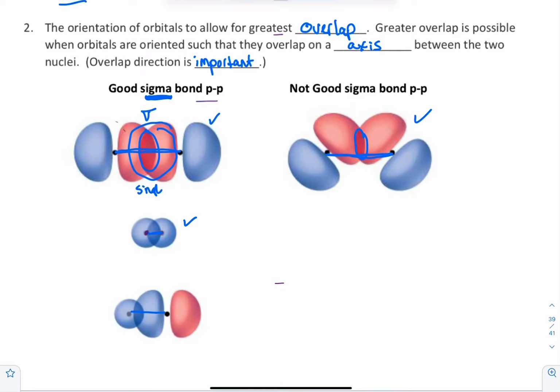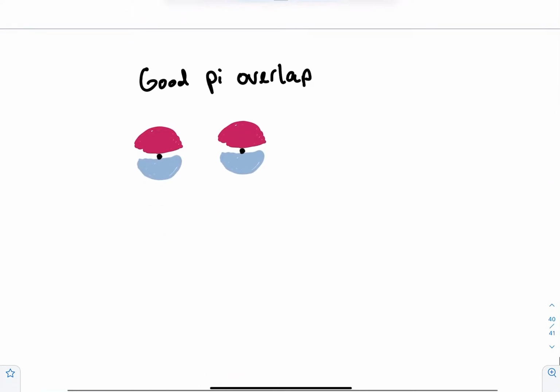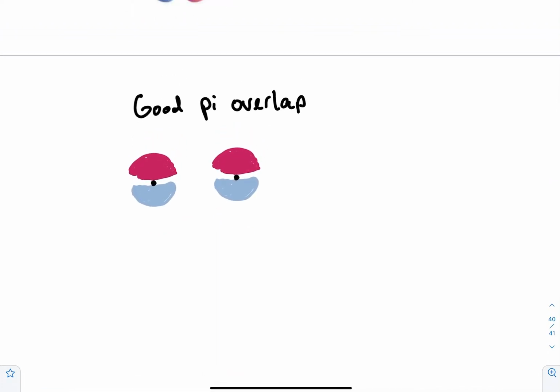So this is what a good pi bond overlap looks like right here. A pi bond is not a single bond. To have pi bonds involved, it would have to be double bonds or triple bonds. The problem is that the sigma bond that starts every bond is already in the middle between two atoms, and so they can't go between.